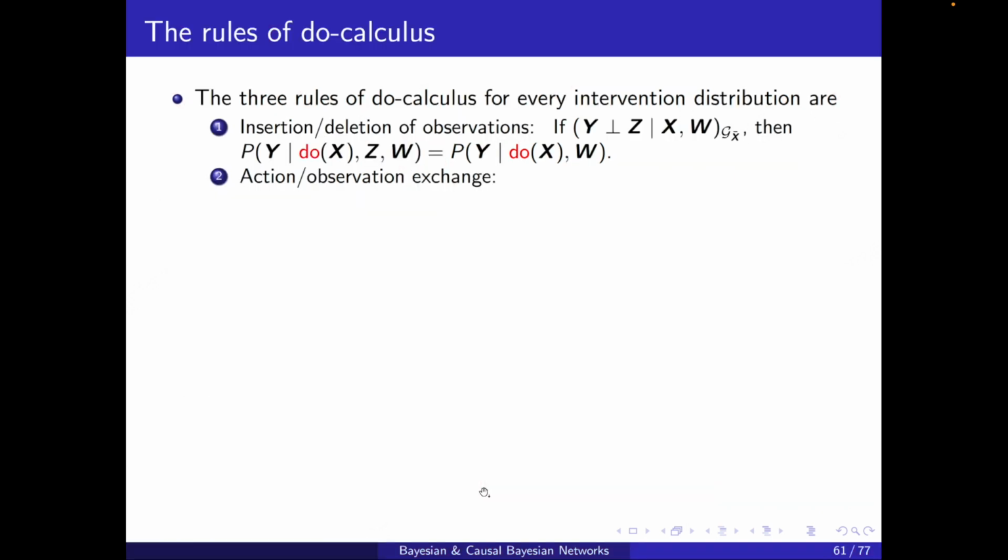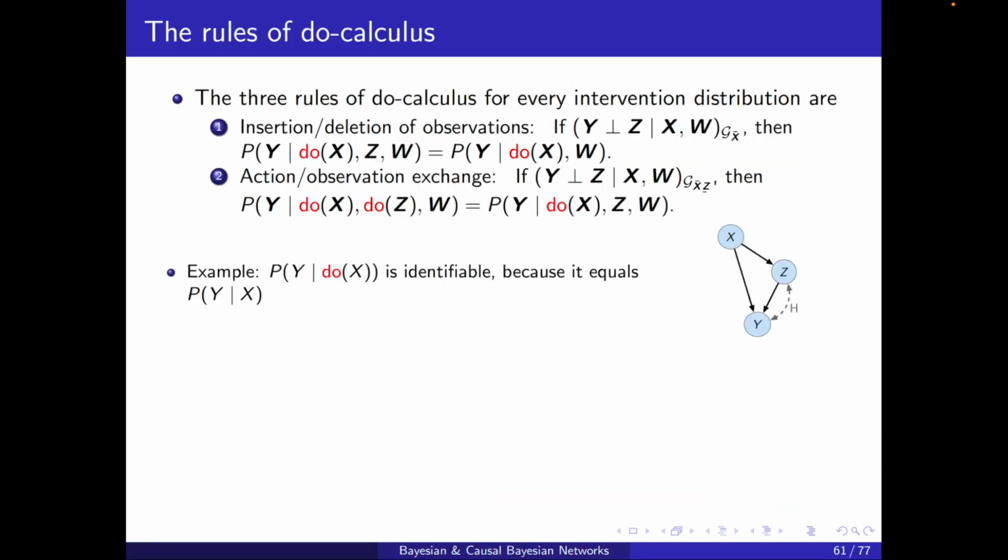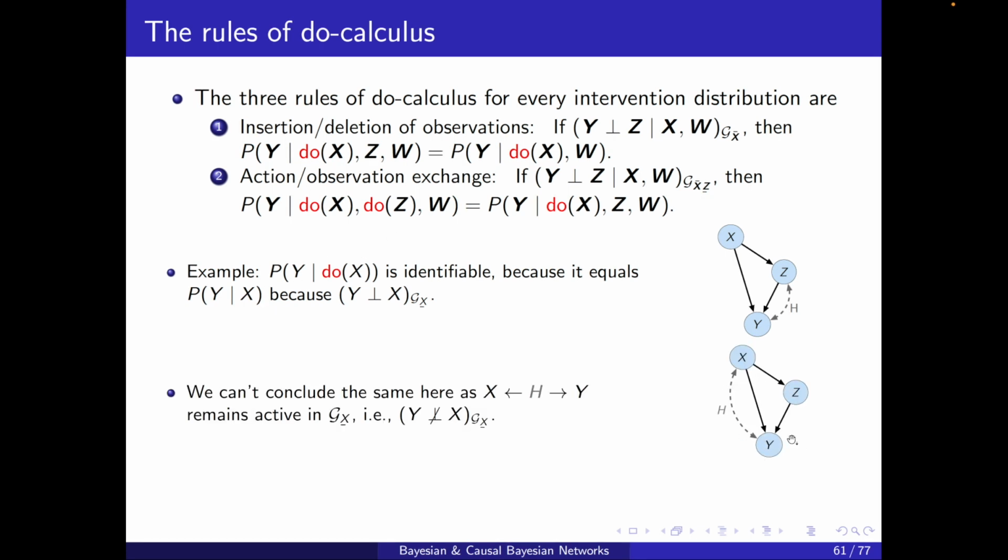Before going to the third rule, we want to go through an example. So here, X is causing Z and Y, and there's a link between them. This is the example we just saw earlier. A common cause H. This is identifiable because it equals P of Y conditioned on X, right? Why? Because Y is independent of X in the graph G of X underline. Once I remove these edges, then the two will become independent, so I can remove the do operator. Note that I cannot make the same conclusion for this graph.